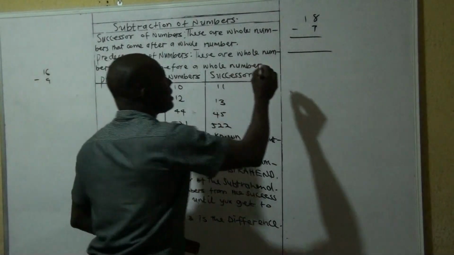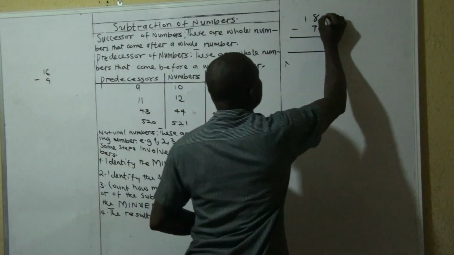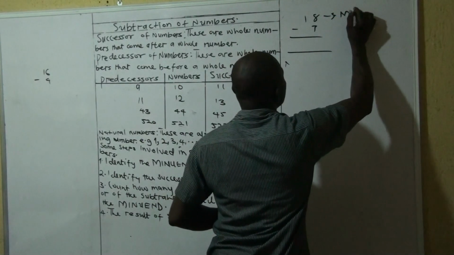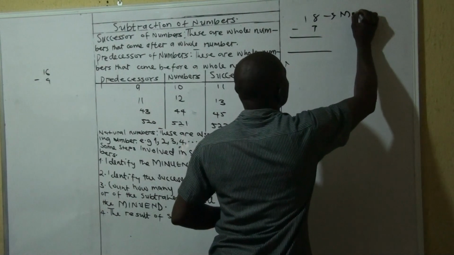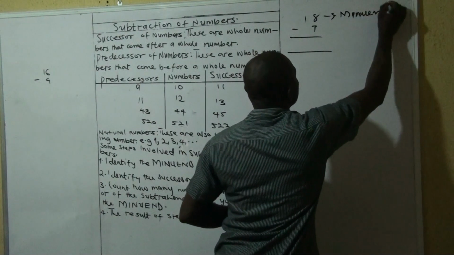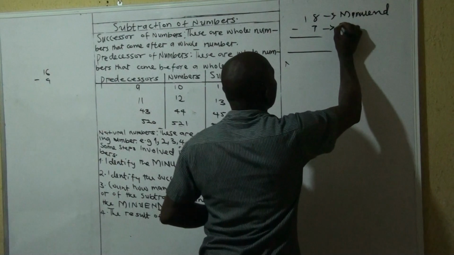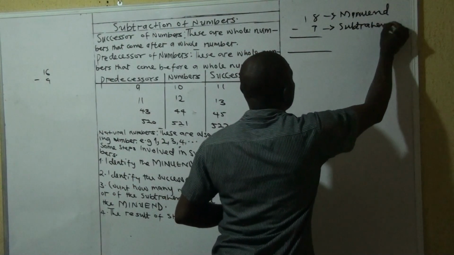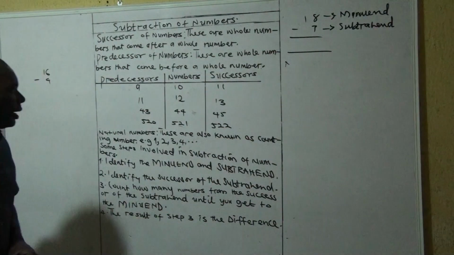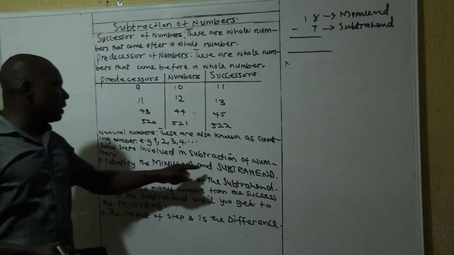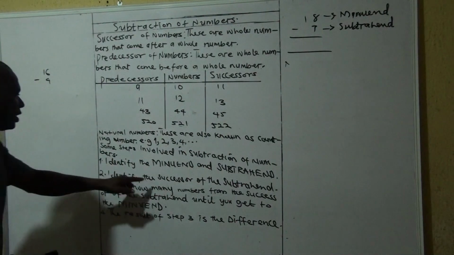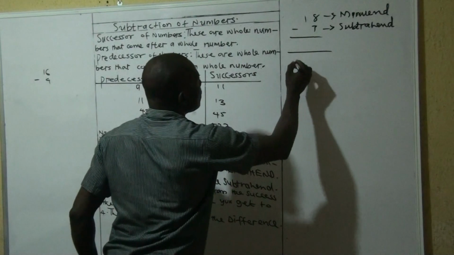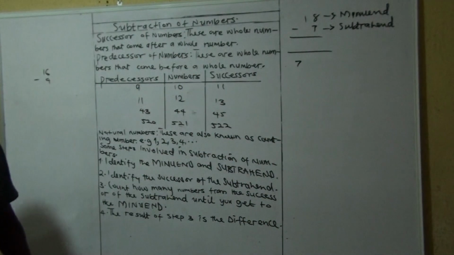Our minus is this 18, the number that you have. This is a minus, and this is our subtractand. Okay? And the first step, identify the minus and the subtractand. 2, identify the successor of the subtractand. Now our subtractand is 7. So we say we should identify the successor.